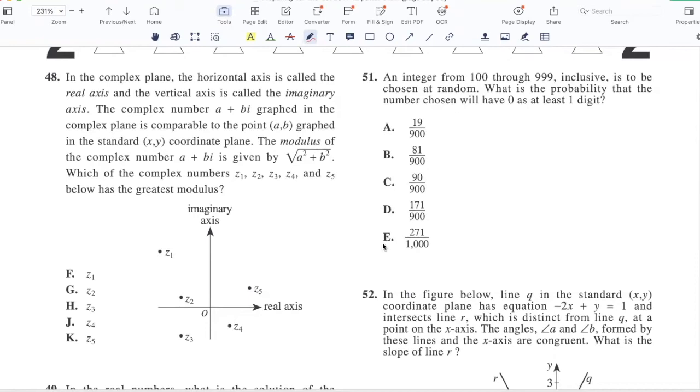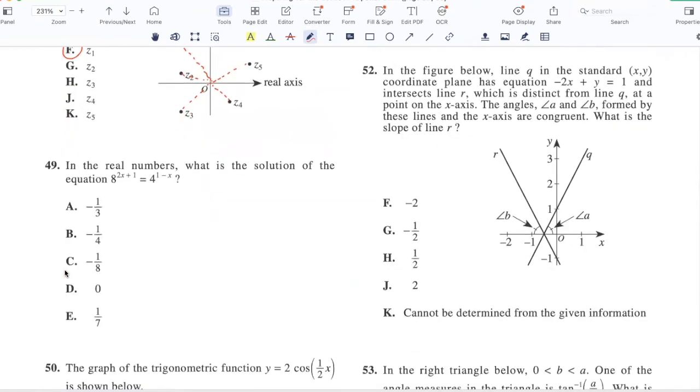So under root of a squared plus b squared would basically be the distance from the origin, right? So which complex number has the greatest distance from the origin? That's effectively what the question is asking. So you can see very clearly just by eyeballing that Z1 has the greatest distance from the center. So it would have the greatest modulus. So it's Z1.